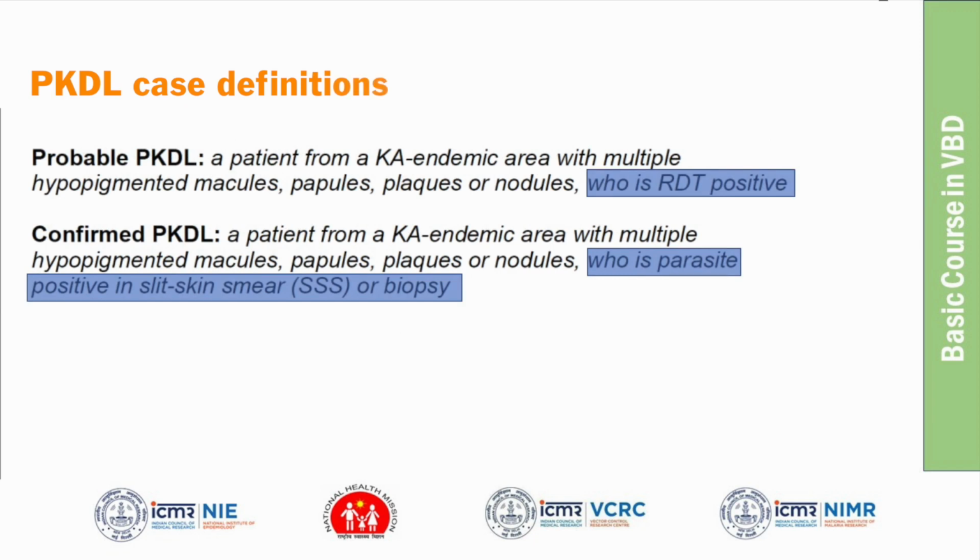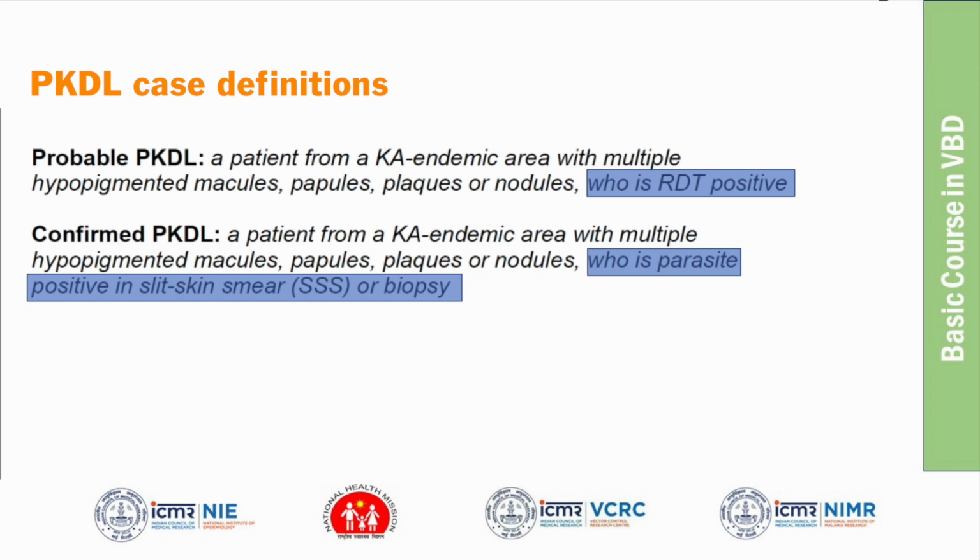PKDL case definitions. So there are 2 definitions. Probable PKDL means a patient from a Kala-Azar endemic area with multiple hypopigmented macules, papules, plaques, or nodules who is RDT positive. For confirmed PKDL, all the things of probable PKDL will be there, but the patient is also parasite positive in slit skin smear or biopsy. In this case, a case is considered as confirmed PKDL. So that's the additional thing in relation to probable PKDL.